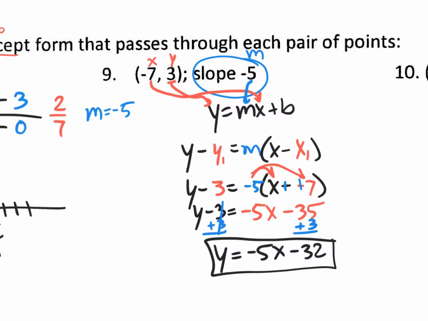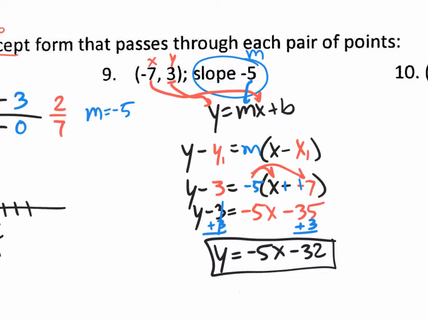So it's up to you. If you feel really comfortable with point slope and they give you a point and they give you a slope, plug it into point slope and then change it to y equals mx plus b. But if you're really comfortable with the slope intercept form y equals mx plus b, you could plug in the x value, the y value, and the m into y equals mx plus b to solve for b.